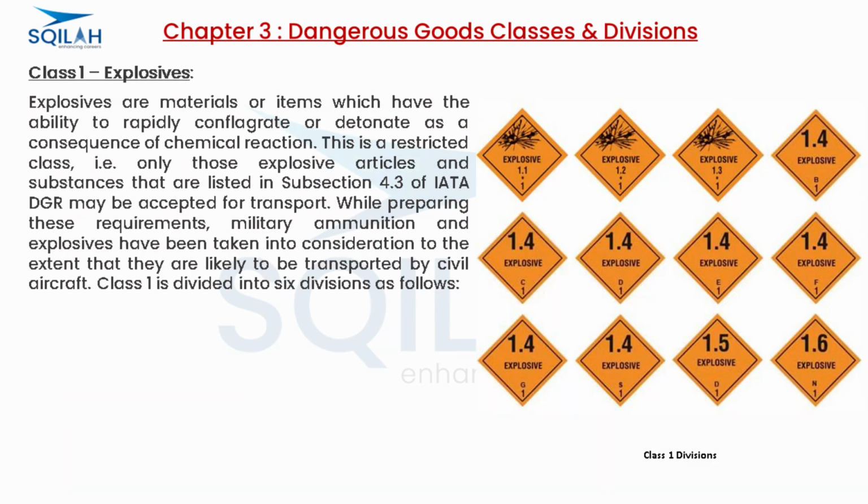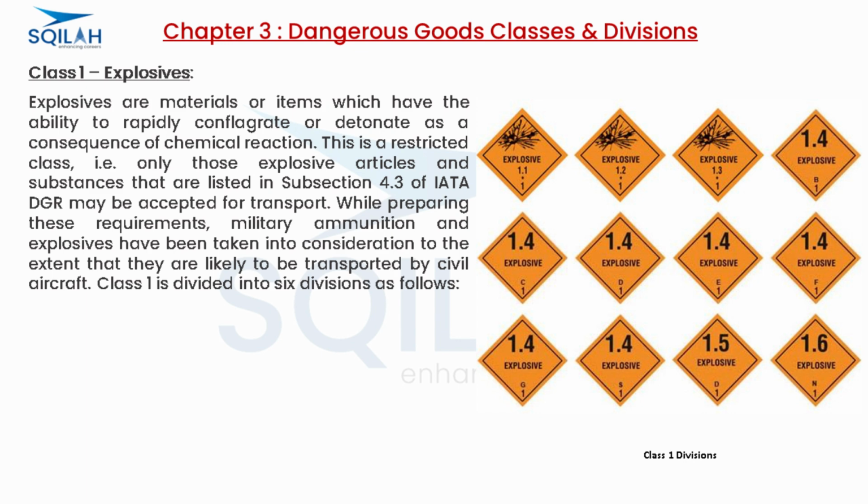Class 1, Explosives. Explosives are materials or items which have the ability to rapidly conflagrate or detonate as a consequence of chemical reaction. This is a restricted class, i.e., only those explosive articles and substances that are listed in subsection 4.3 of IATA DGR may be accepted for transport. While preparing these requirements, military ammunition and explosives have been taken into consideration to the extent that they are likely to be transported by civil aircraft.